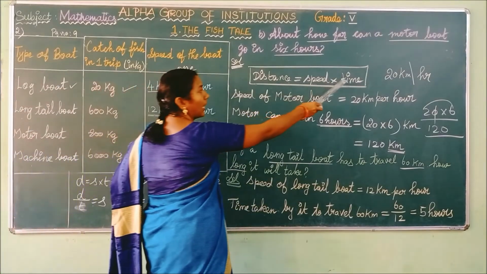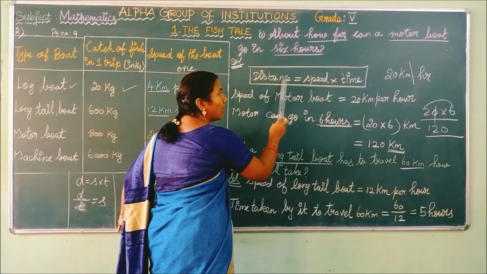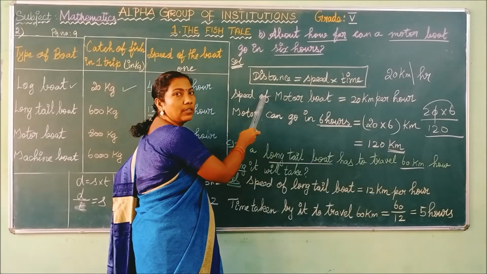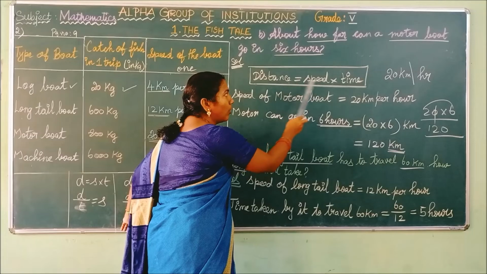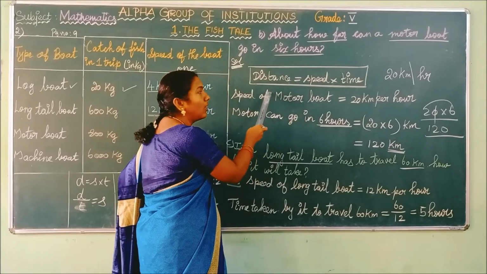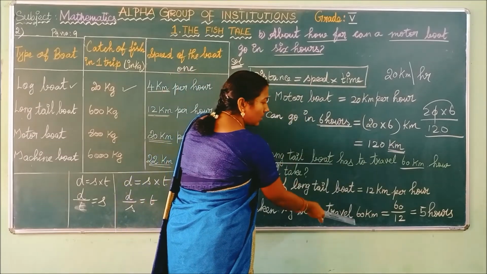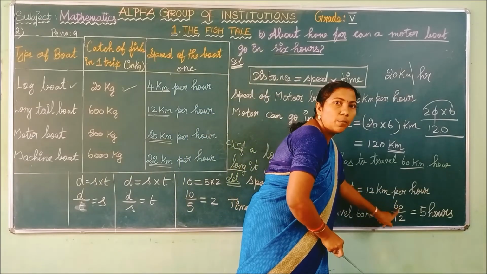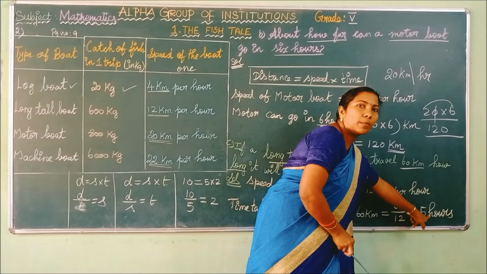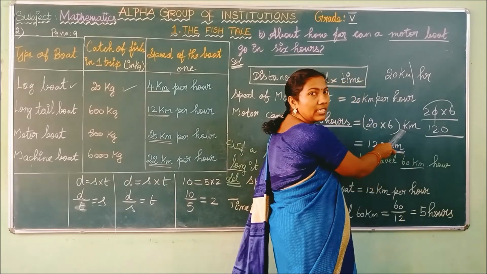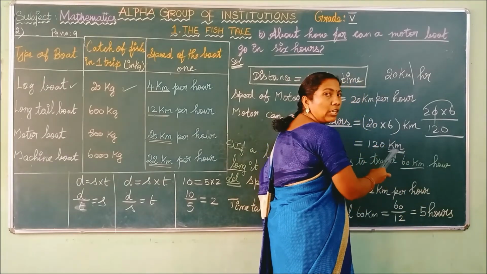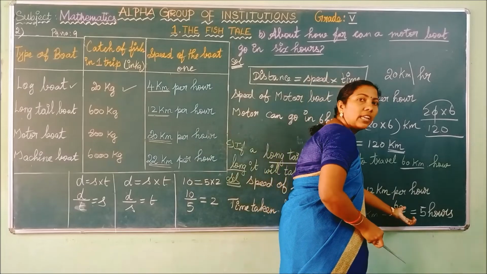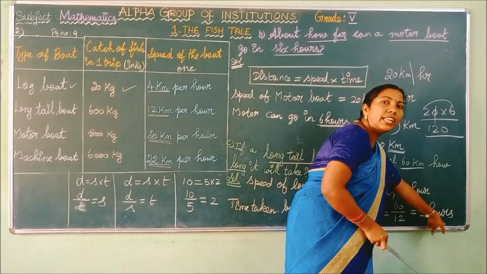How do you calculate the time? By dividing the distance value by the value of speed. What is the value of distance here? 60. What is the value of speed here? 12. Thus 60 by 12 you get the value of time. Here we found the distance, and we used the unit kilometer. Here we are finding the time, so we are using the unit hour.